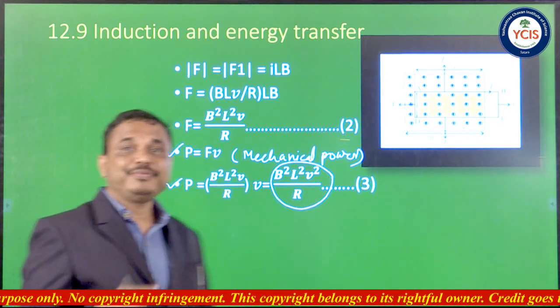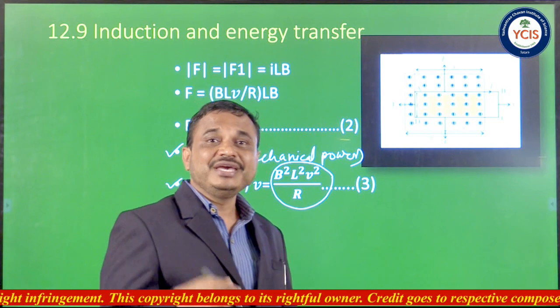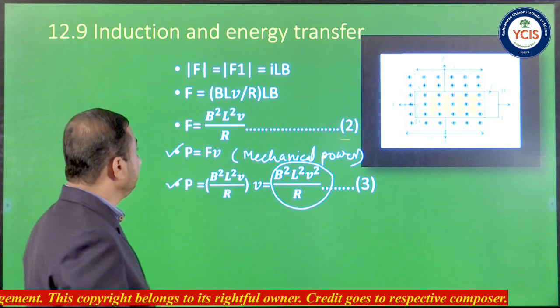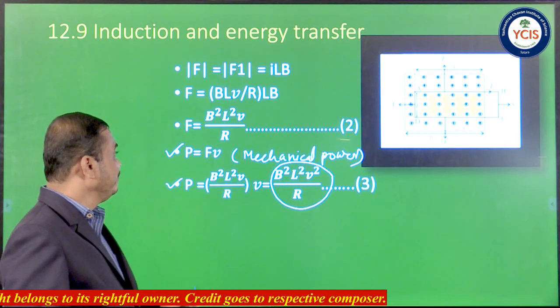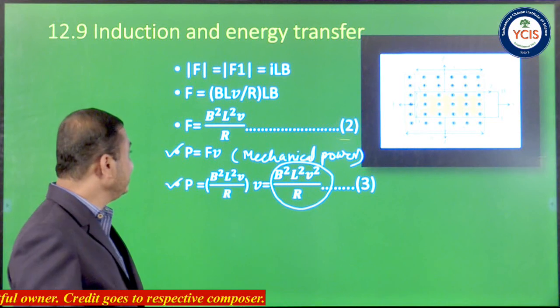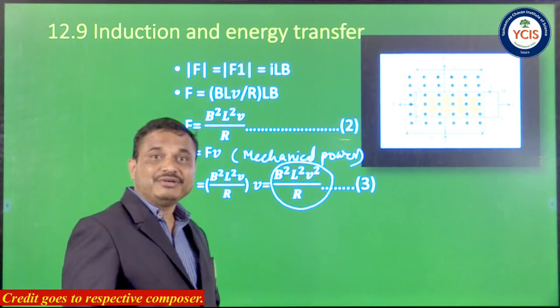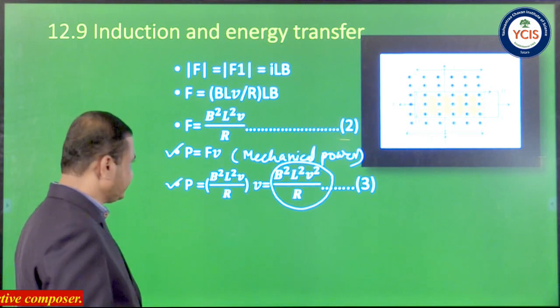So mechanical power, which is the rate of doing mechanical work or the rate of consuming mechanical energy, is given by B square L square v square upon R. Here B is magnetic induction, L is the length of the conductor, v is the velocity of that loop, and R is the resistance of that loop.